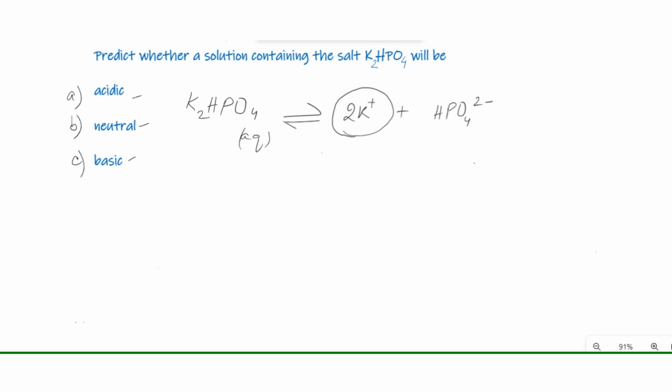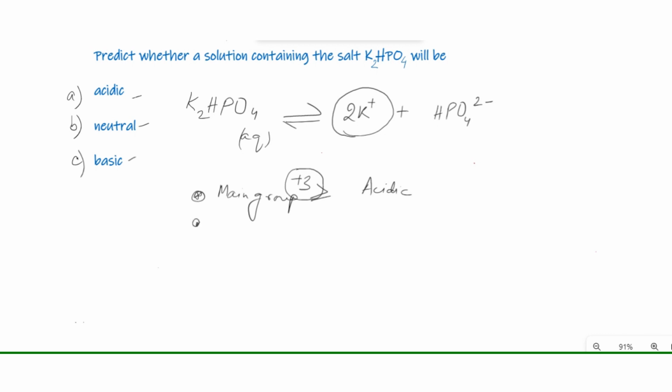Now, how do we know if this cation is going to influence the solution? I mean, is it going to make the solution acidic or basic, or is it going to keep it neutral? The rule is, if your cation is a main group element, that metal should have a charge of +3 or higher in order to make the solution acidic. So if the charge is +3 or higher, the solution is going to be acidic.